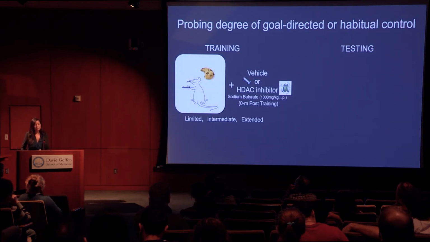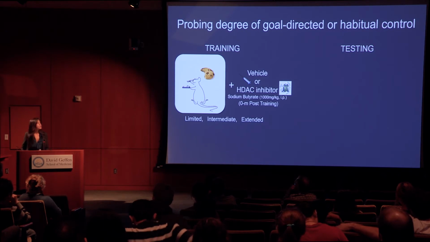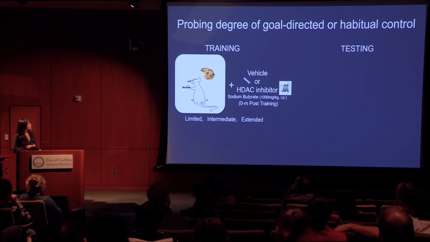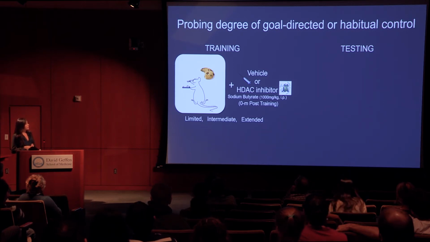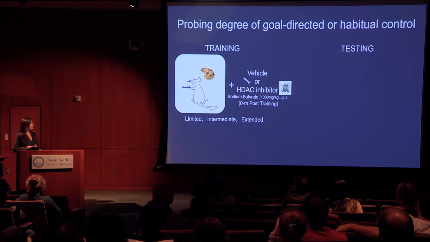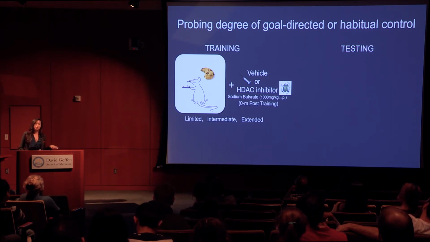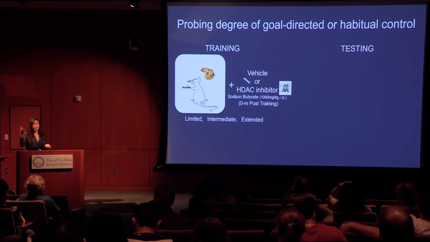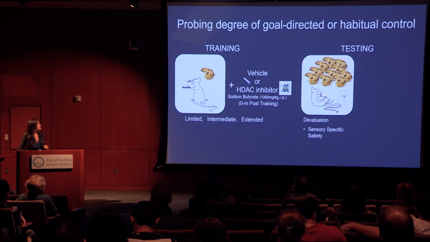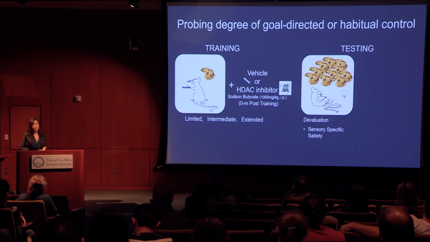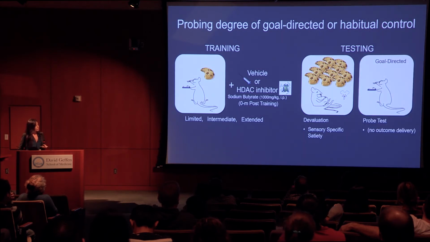In order to study whether animals are goal-directed or habitual, we trained animals to press a lever for a reward. Immediately after each training session, we administered the vehicle or the HDAC inhibitor, sodium butyrate. We can't really tell whether animals are goal-directed or habitual just by lever pressing, so we have to examine whether they're evaluating the outcome of that action. At test, we use sensory-specific satiety, giving the animal unlimited access to that outcome, which will generally produce disgust. Then we use a probe test to evaluate their lever pressing performance.